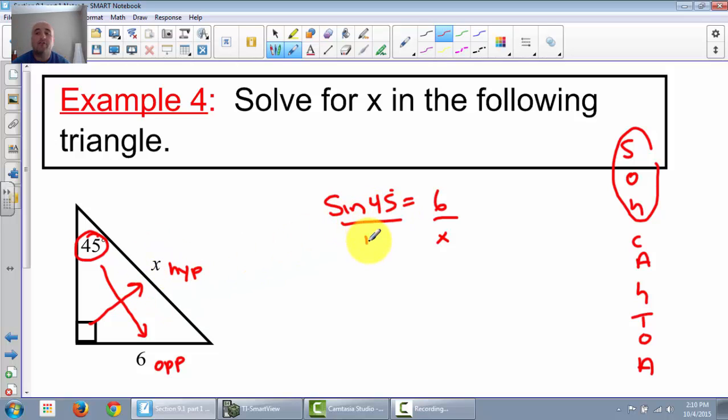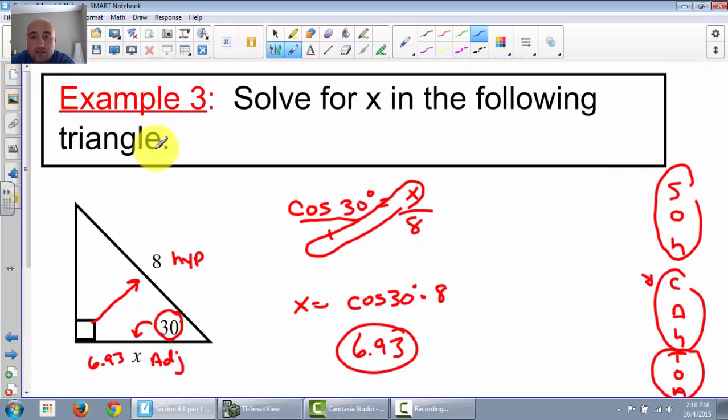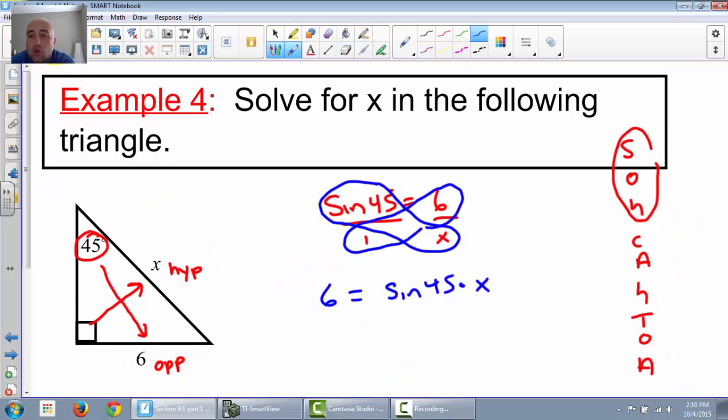Then put the sine of 45 over 1, so we have a fraction. Now we're going to cross multiply again. This one's a little bit harder. So 6 times 1 is 6. Sine of 45 times x is sine of 45 times x. This one's a little different because x is not by itself. On the last one, x was by itself. Now I need to do something to get the x by itself. This is multiplying, so the opposite of multiplying would be to divide. So I'm going to divide by sine of 45 on both sides. Sine of 45 over sine of 45 is 1. I'm left with x is equal to 6 divided by sine of 45.